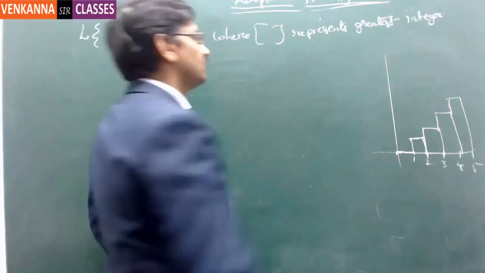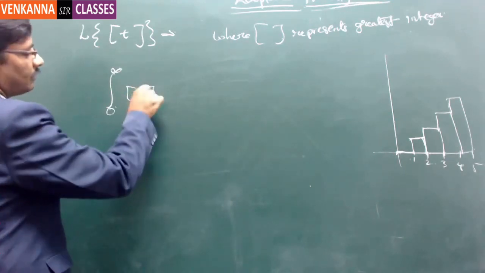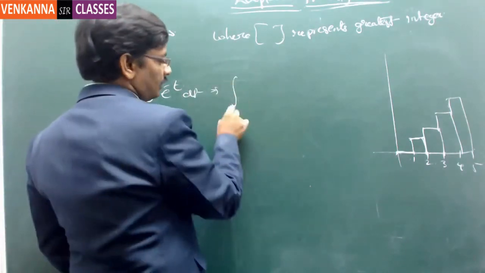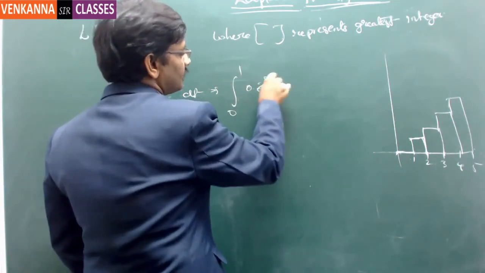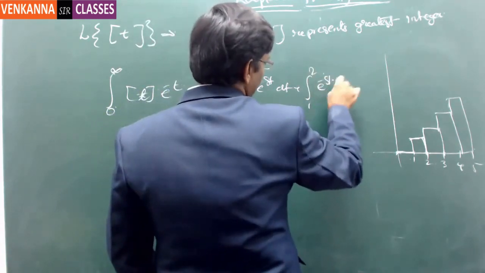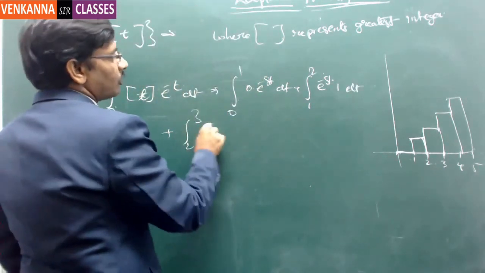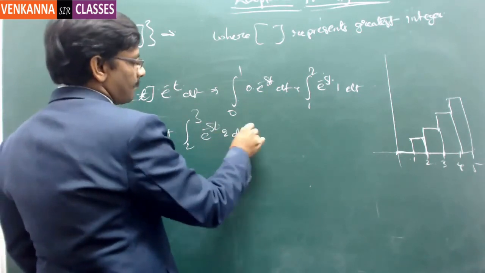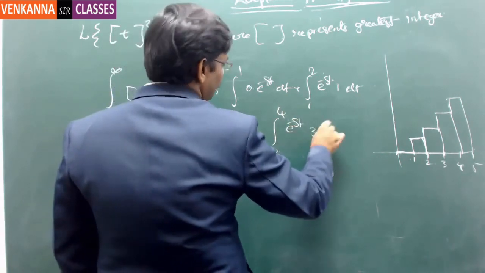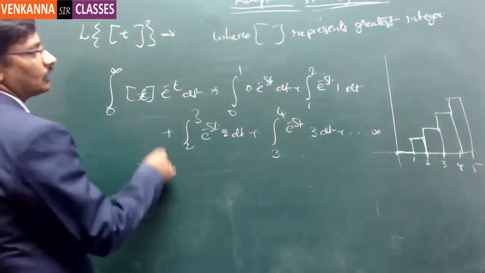Got it? So now if you want to find the integral of it, this is the integral from 0 to infinity of step of t into e power minus st dt. You can divide this integral. So from 0 to 1, this is 0 into e power minus st dt, plus from 1 to 2, the value will be 1, so this is e power minus st into 1 into dt, plus from 2 to 3, this is e power minus st into 2 into dt, plus integral from 3 to 4, e power minus st into 3 into dt, plus and so on up to infinity. Got it?